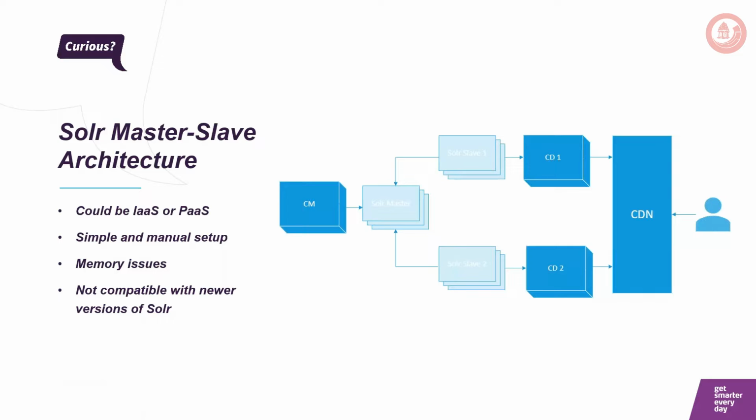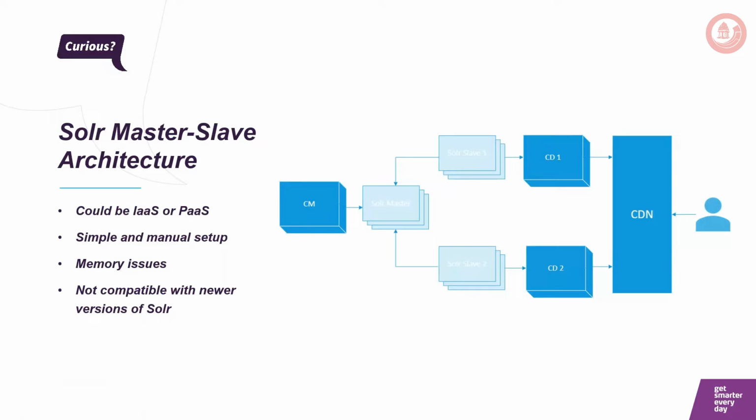Now I have two slaves over here, depending on the complexity or the amount of data that you have in your website. It can be multiple, maybe 3 or 4, or n number of Solr slaves, which can be connected to n number of CDs. The problem with this architecture is it's not easily scalable. It's easily configurable because it's a simple architecture, but it is a manual one. To scale it, you need to create one more slave, and then again connect it with the Solr master.